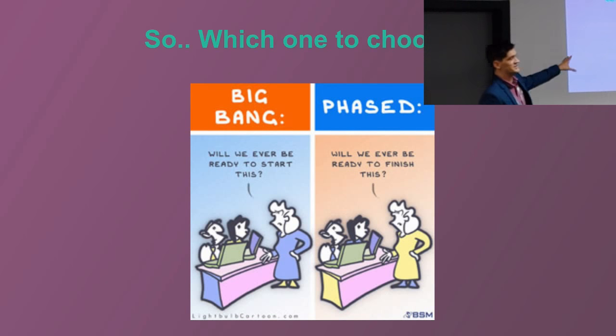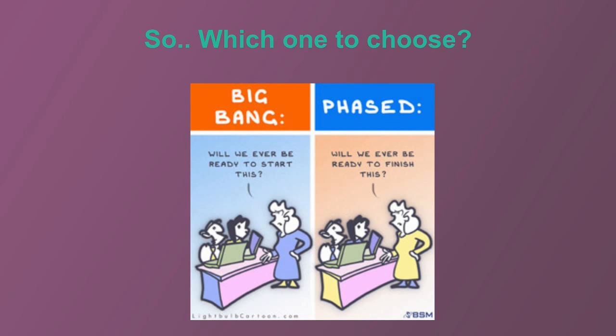It's one of the pictures. If you Google the difference between the both approaches, you'll get this as one of the first images, and I think it translates quite well what the reaction could be of an end customer when you choose either way. If you choose a big bang, they will always say, when will we be ready to start? Because they are not seeing anything. The implementer is working on it, developing every night, but as an end customer, you're just sitting there, twiddling your thumbs, maybe you're already paying something.